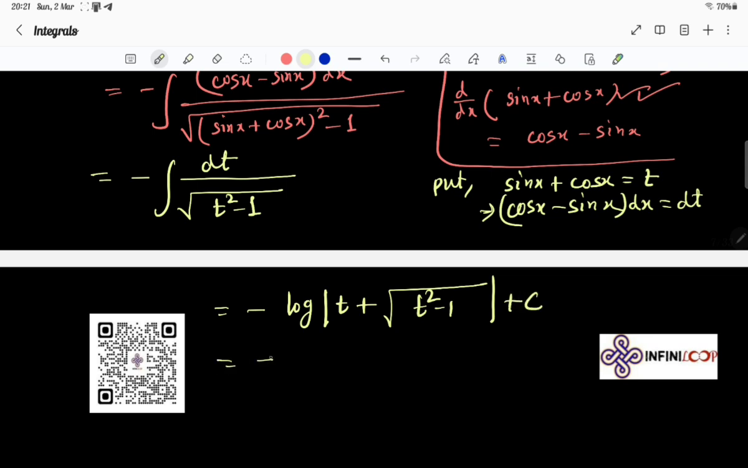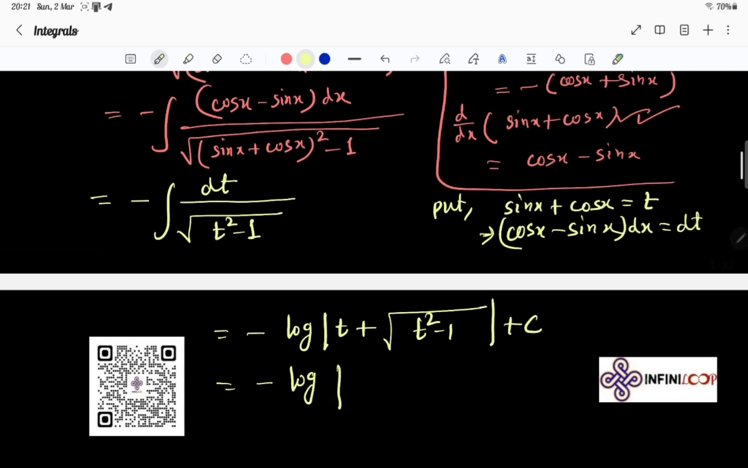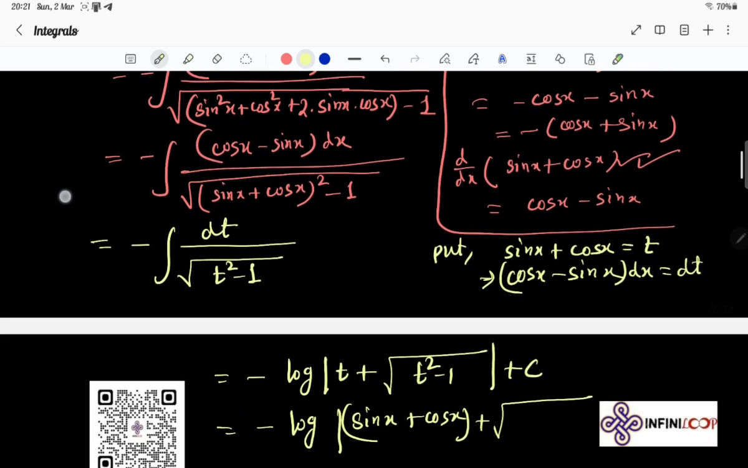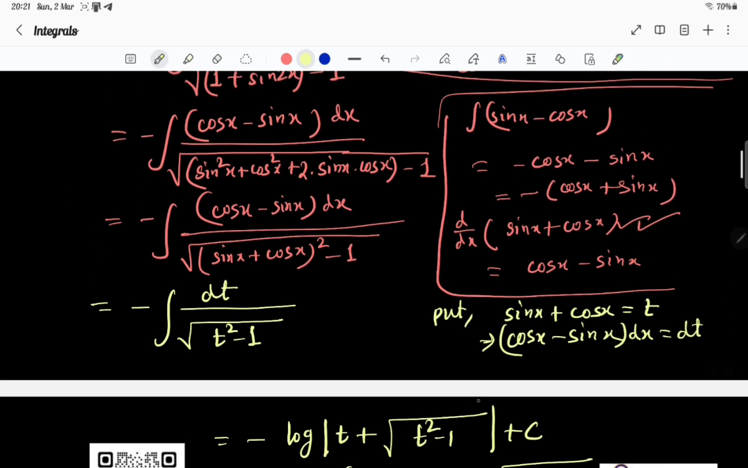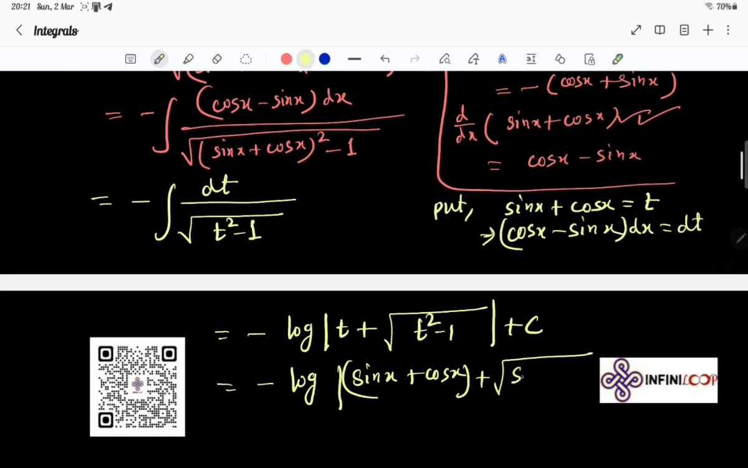So ultimately the answer will come, you will not write in the form of t, but in the form of x. So t I have taken as sin x plus cos x, so sin x plus cos x plus root over (sin x plus cos x) whole square minus 1. What will come? This (sin x plus cos x) whole square minus 1 is the same as sin 2x, you will write sin 2x. Okay, plus c is the answer. So this is your answer.